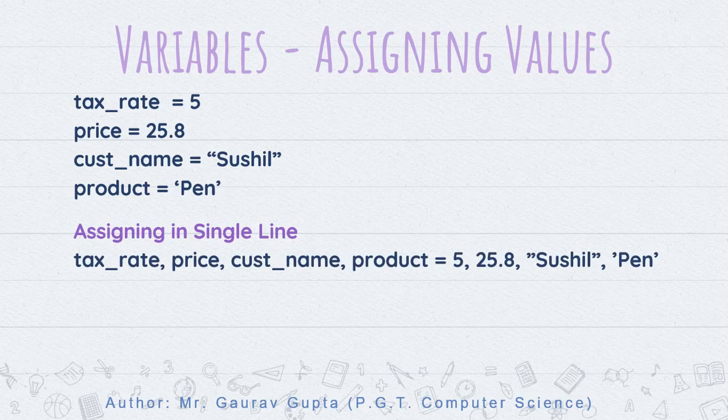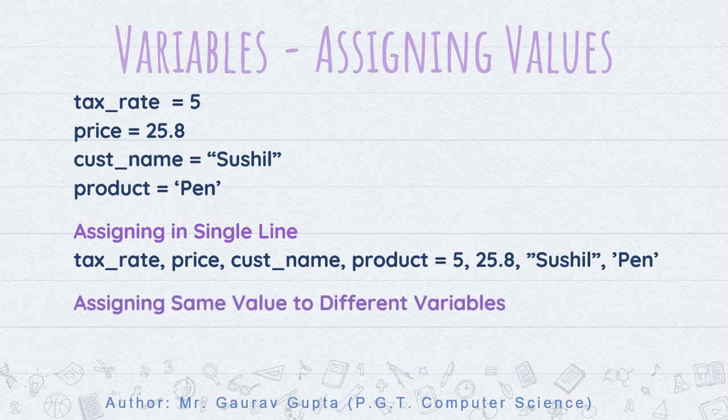tax_rate, price, cust_name, product = 5, 25.8, Sushil, pen. When we use this method, corresponding values will be assigned to the variables.